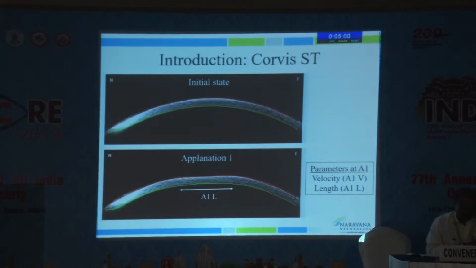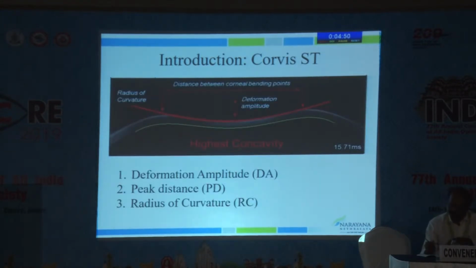As the cornea moves inwards, we get the first applanation point, where we can calculate the velocity of the cornea as well as the length of the applanated area. It then continues to move inwards and becomes concave. And at the peak concavity, that is the highest concavity, we have three parameters. The deformation amplitude, which is the total distance moved by the corneal apex from the start to this highest concavity point in millimeters. The peak distance, which is the distance between the two corneal bending points, and the radius of curvature, shown here in the figure.